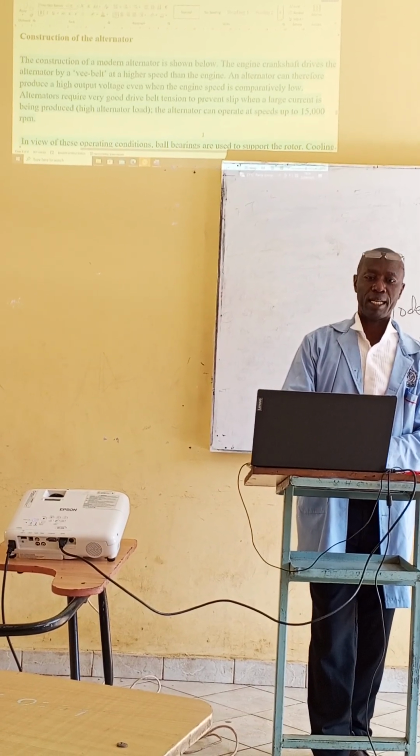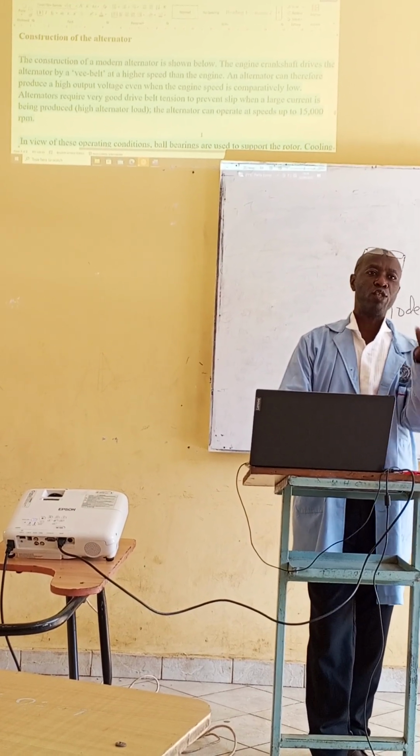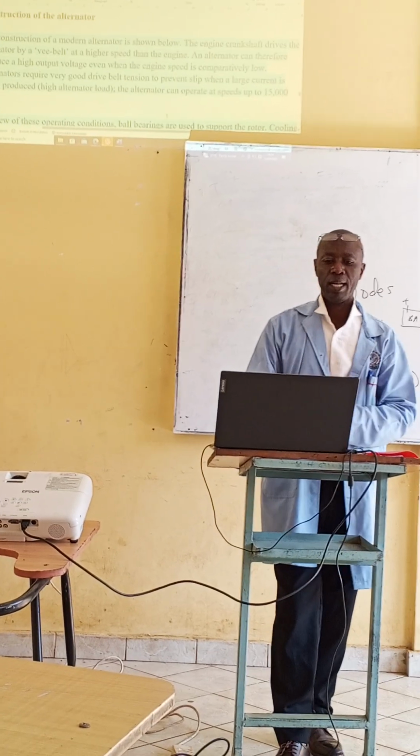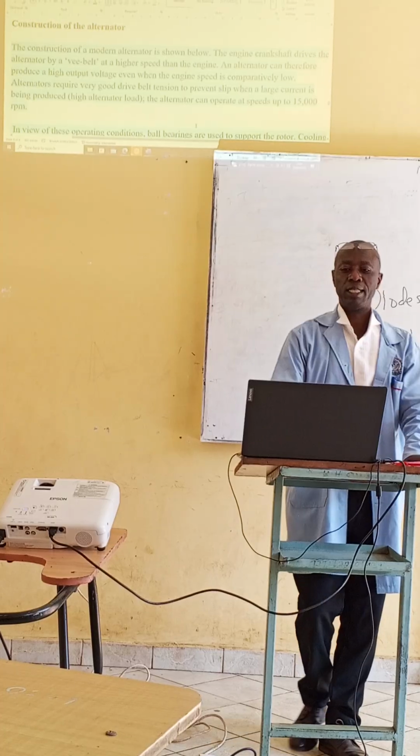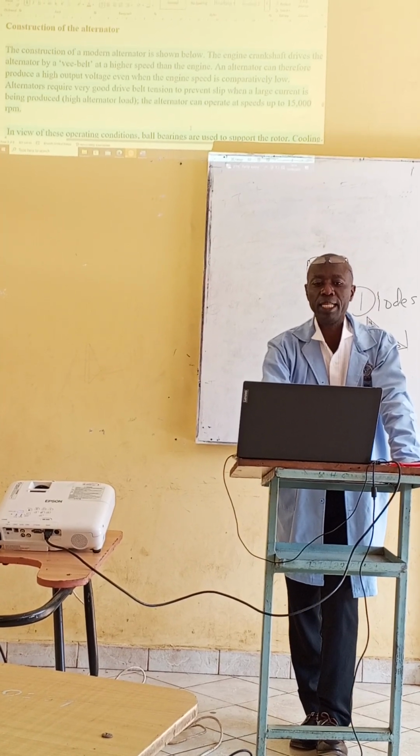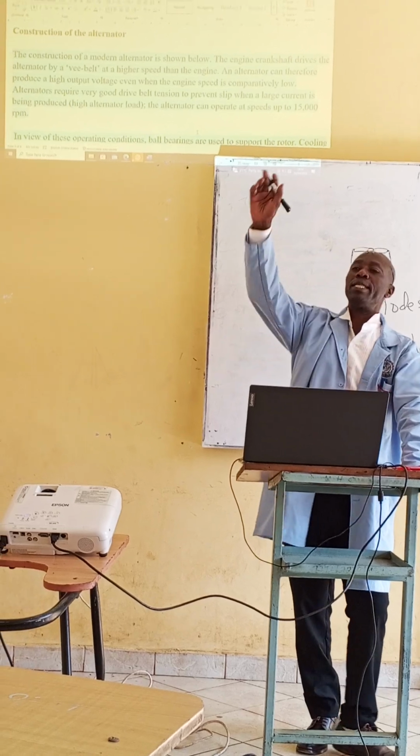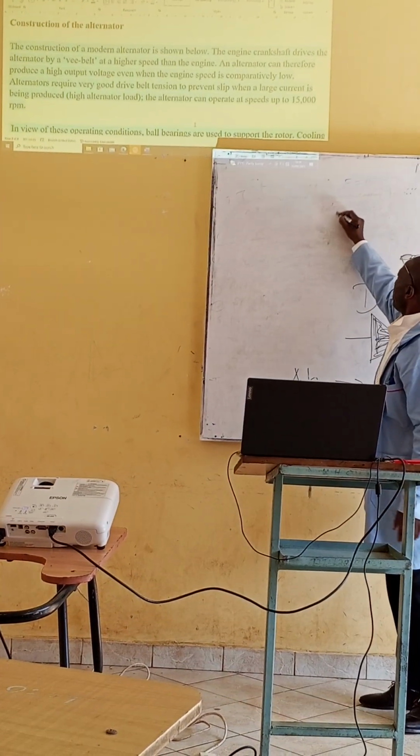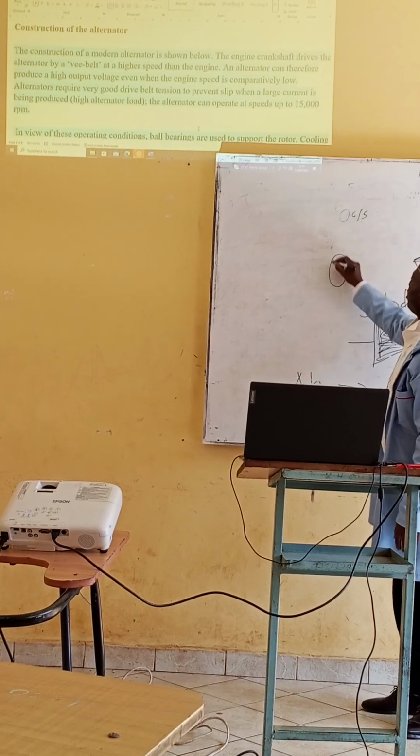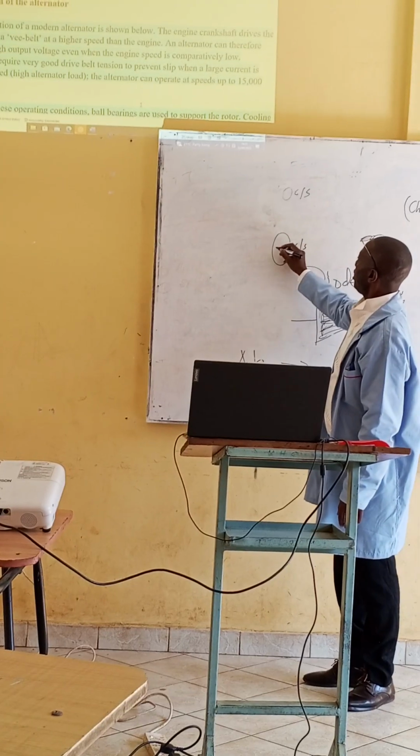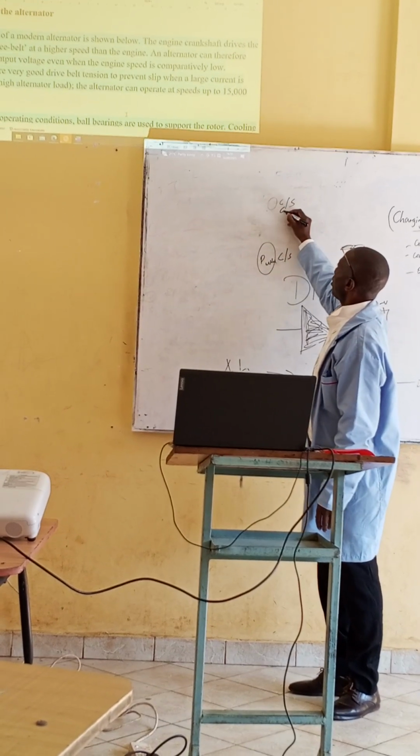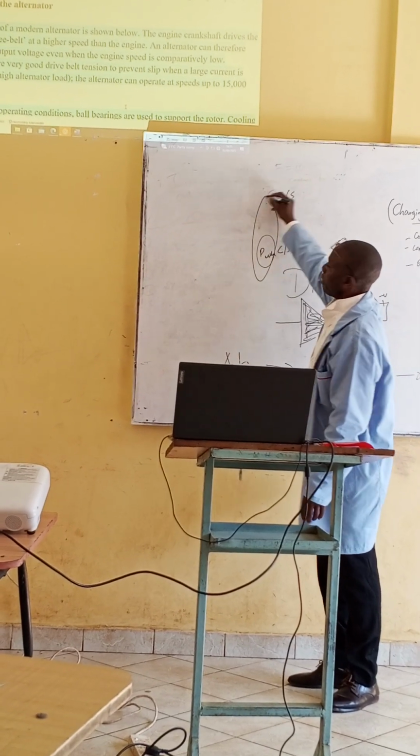Construction of the alternator. How is it constructed? The components, what are they made of? How do they look? The construction of the modern alternator is going to be shown below. The engine crankshaft drives the alternator by what we call a V-belt. A V-belt is a belt that comes from the camshaft, then to the crankshaft. This is the pulley, and this is what we call the camshaft. So this is the V-belt.